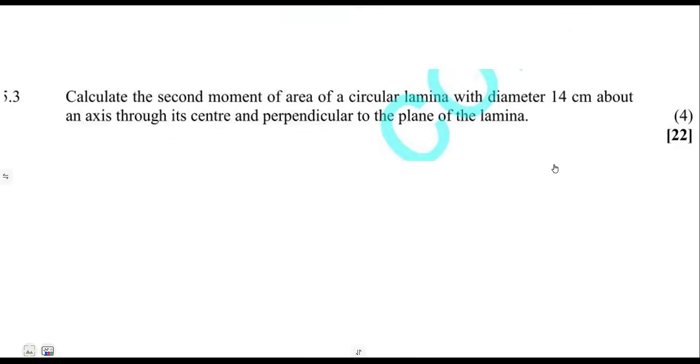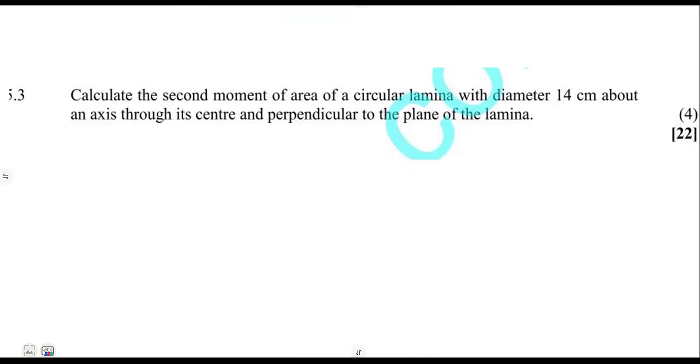Let's consider another one, 5.3, which is part of our second moment of area. We've got a circular lamina. That's a sketch. We're going to have a circular lamina with a ring, which is a disc, where we're going to take the perpendicular distance here to be x.